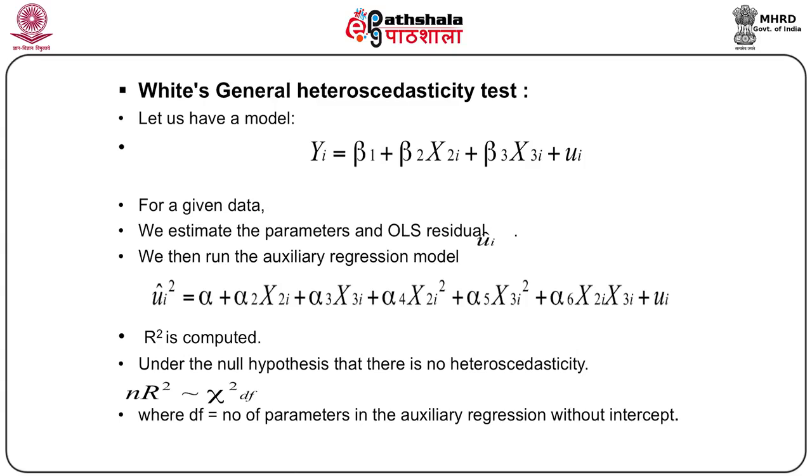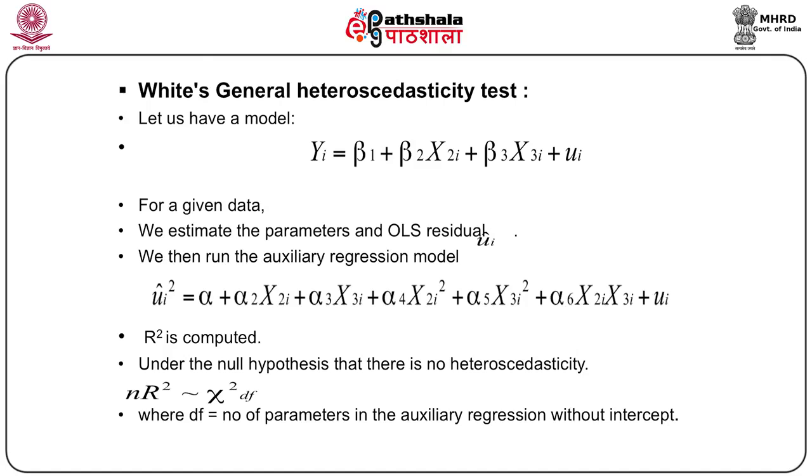Finally, let me discuss White's general test of heteroscedasticity, which will be the last formal test of heteroscedasticity that we will discuss in this module. Let us first write a model in terms of the dependent variable yi and two independent variables x2i and x3i. The model for the ith individual is written as yi equals beta 1 plus beta 2 x2i plus beta 3 x3i plus ui, where ui is the error term.